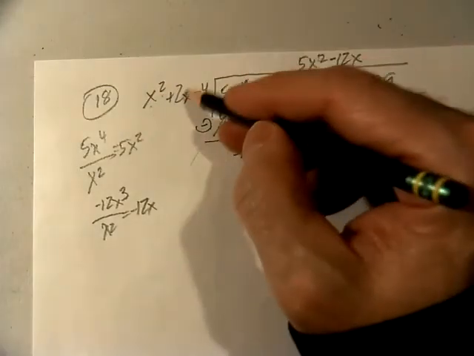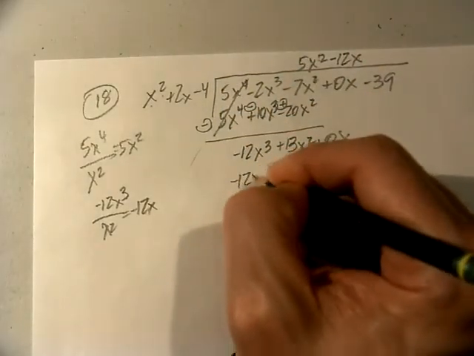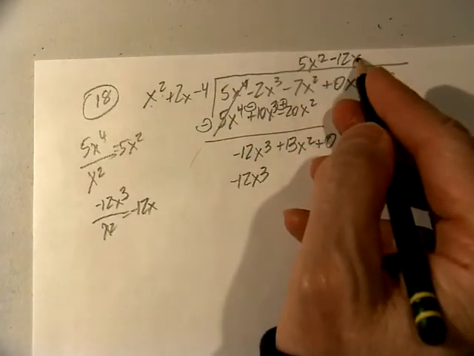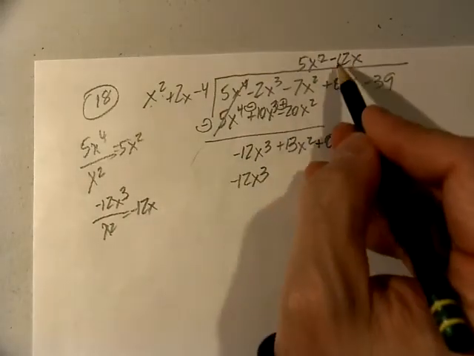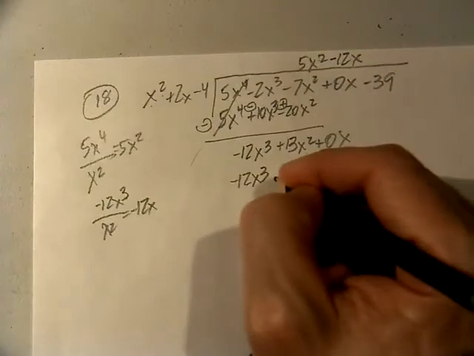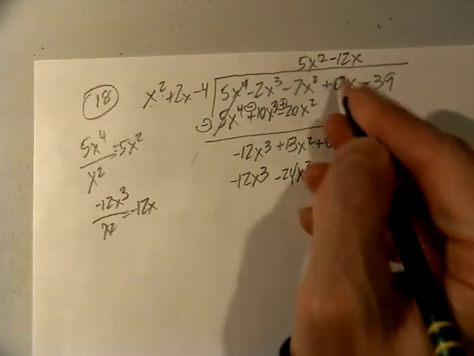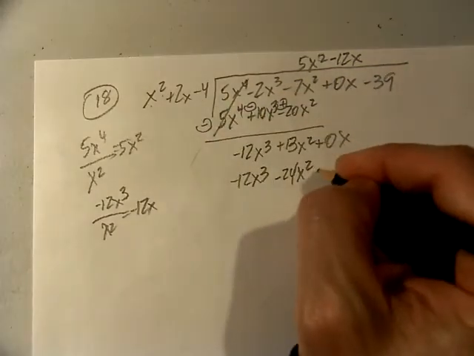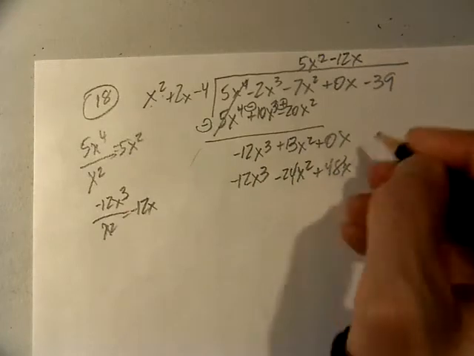So then we distribute it through to all three. So we get negative 12x cubed, because negative 12x times x squared gives us three different x's. Negative 12 times 2 is negative 24. X and x is x squared. Negative 12 and negative 4 is 48. X and nothing is just x.